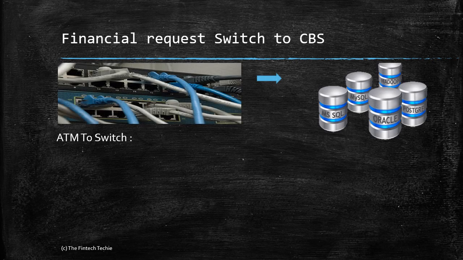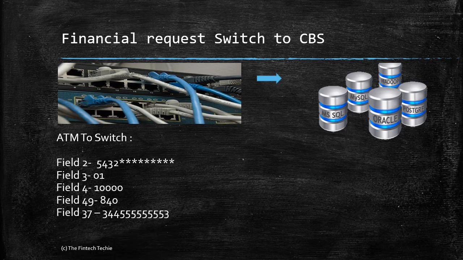So now we have seen all the data elements, probably the most major ones in a financial request. So let's take an example of the switch sending a cash withdrawal message to the CBS. Field 2 contains, as we mentioned before, the card number which is masked. Field 3, 01, which means it is a withdrawal. Field 4 has the amount. Field 49 is the currency code, which is an ISO standard.